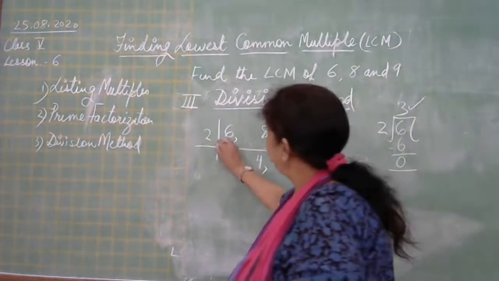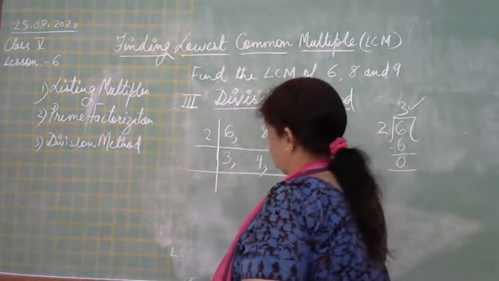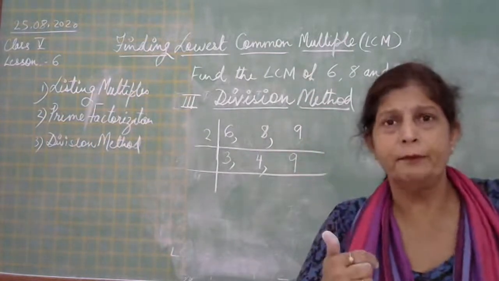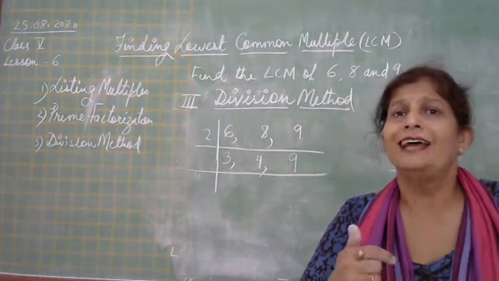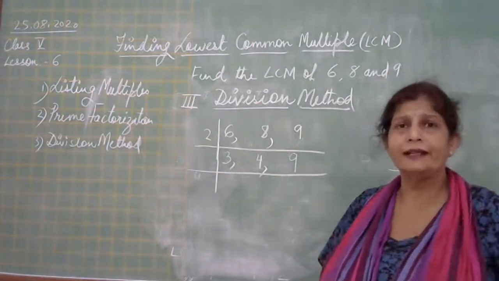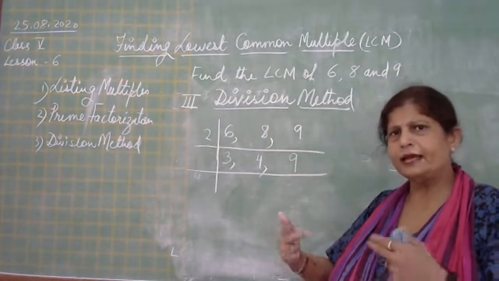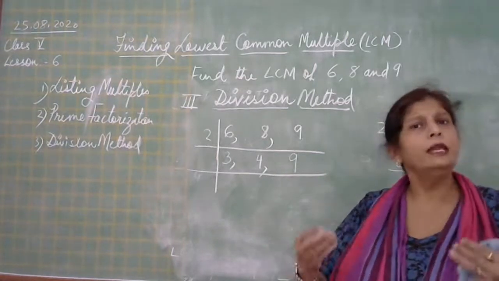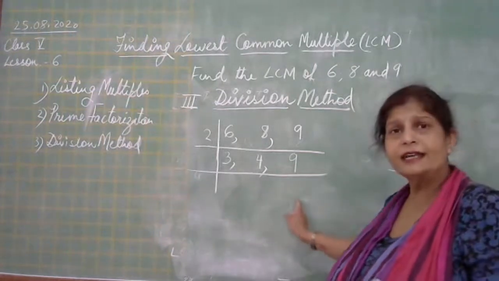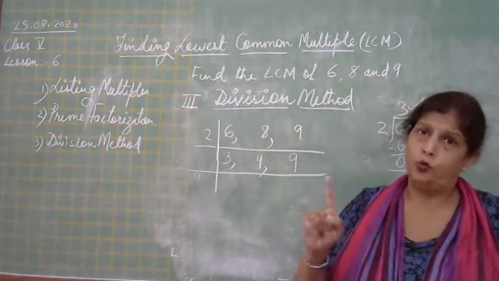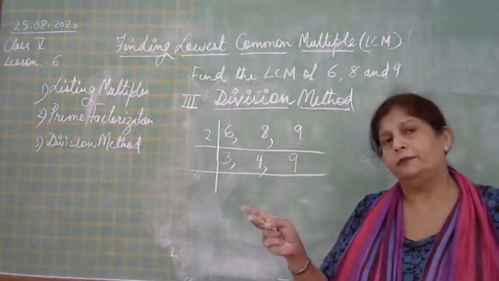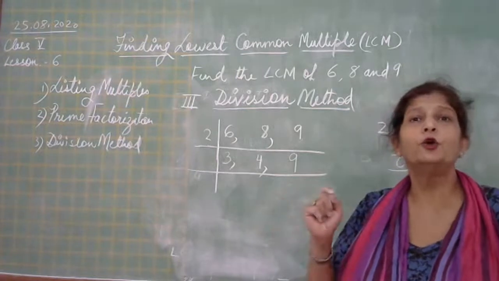Now again, we'll repeat this. What will we repeat? We'll find another suitable prime number and we will see that at least 2 of these numbers are divisible by that prime number. We'll repeat that step. And children, we'll keep on repeating it until in the last step, either you get all ones, 1, 1, 1, or you get co-prime numbers. Now, what do you mean by co-prime numbers?